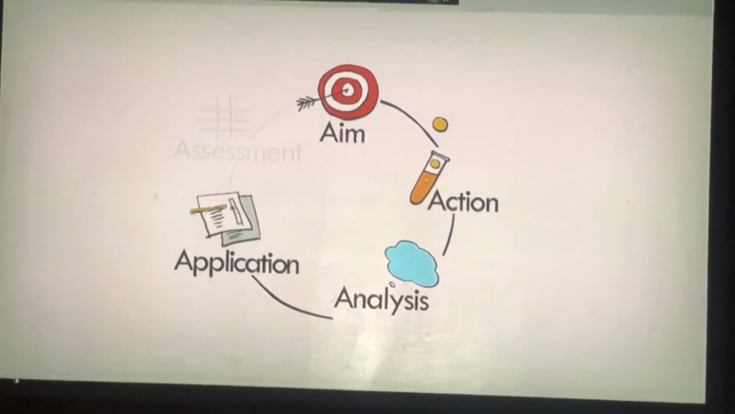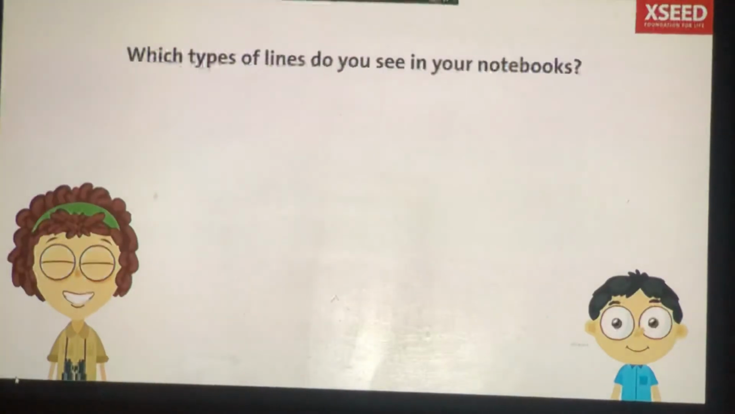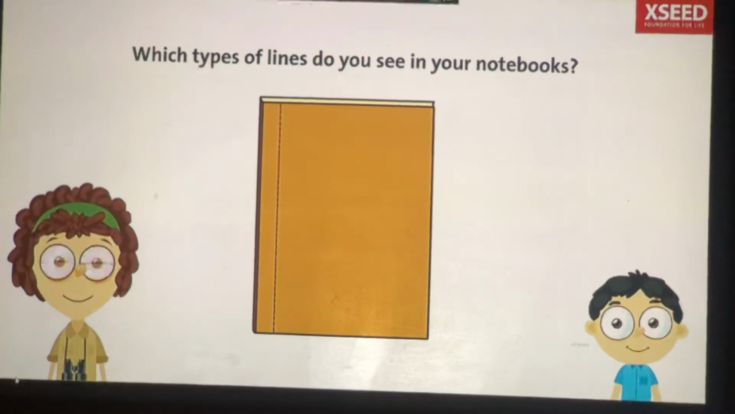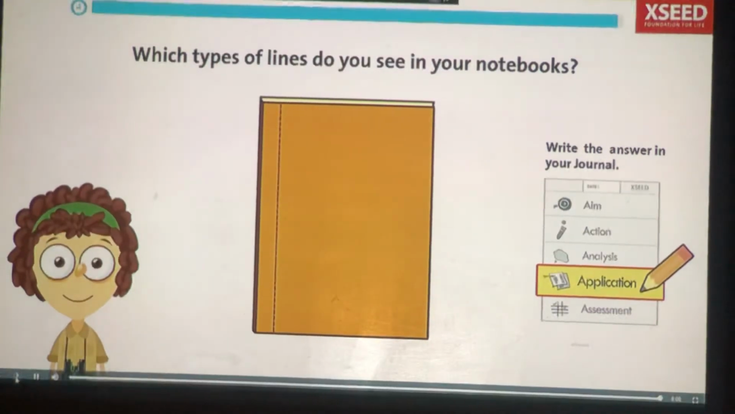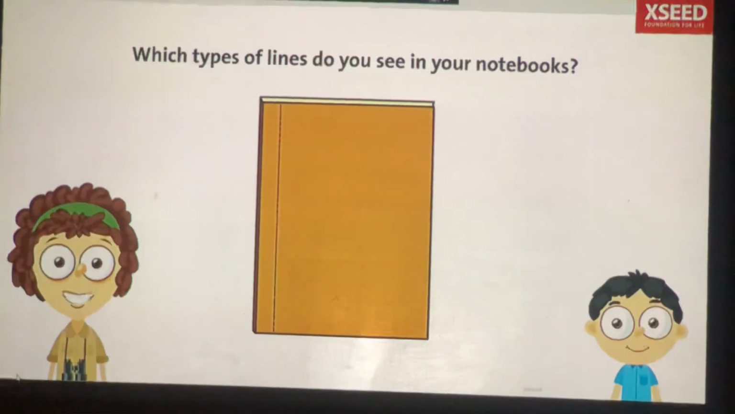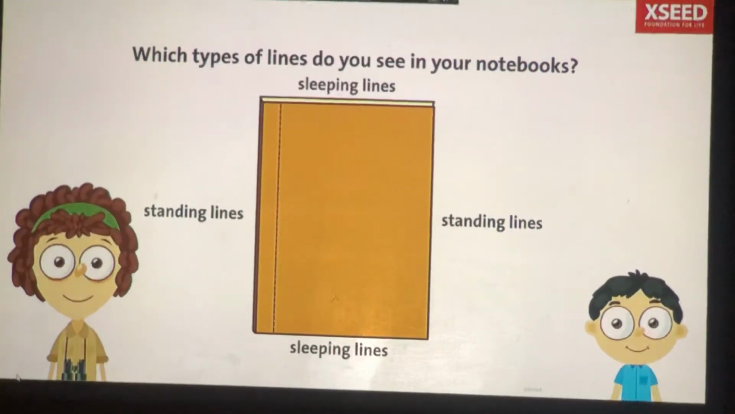Time to apply what we have learned to a real problem. Which types of lines do you see in your notebooks? Write your answer in your journal. Your time starts now. I hope all of you have finished answering the question. Andy, what is your answer? There are standing lines and sleeping lines in my notebook. Good work, Andy. We can see standing lines and sleeping lines in our notebooks.